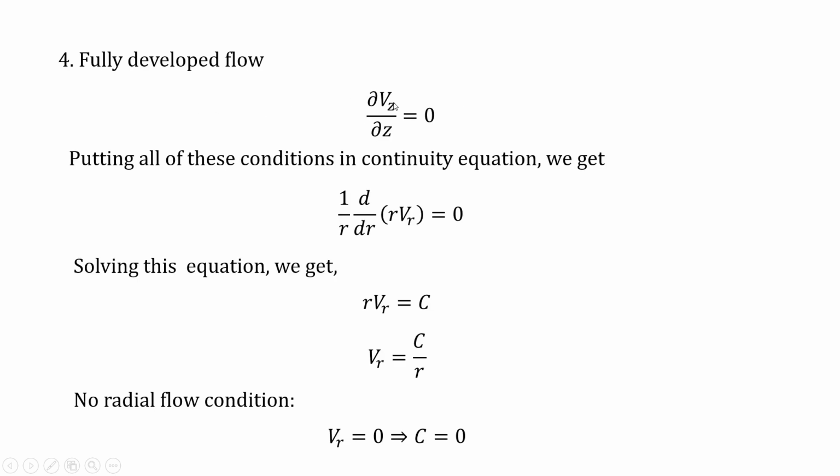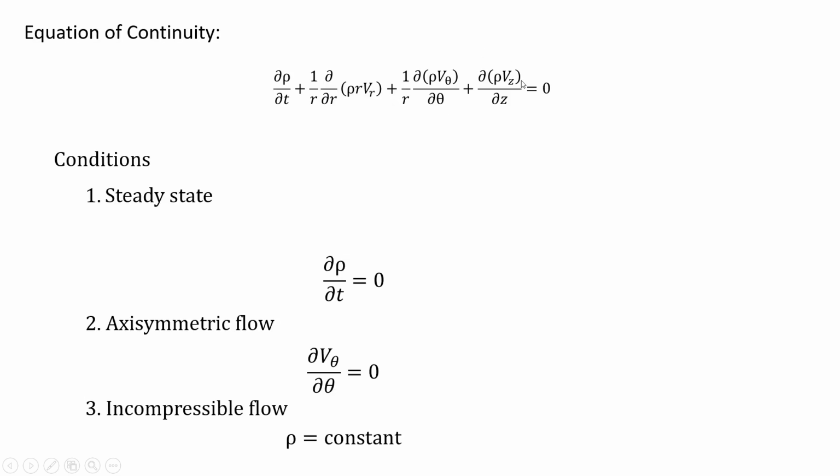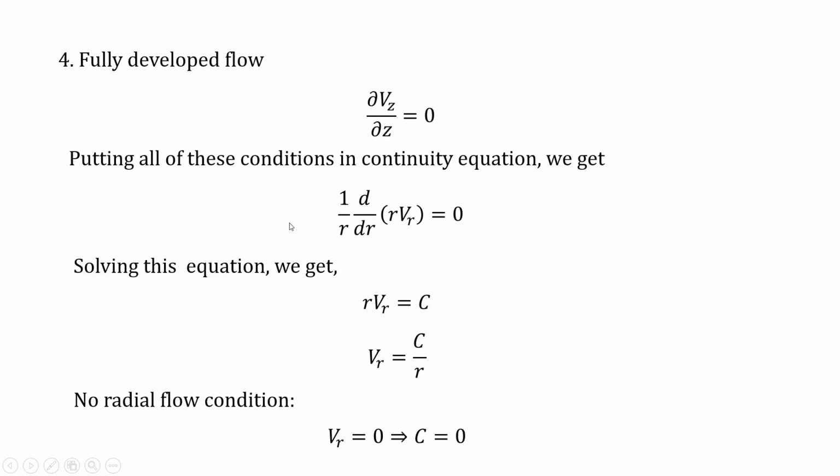Now we have a fully developed flow, so dvz by dz will also become 0, and as rho is constant, this whole term will be 0. So now technically this term and this term are 0. So our equation becomes 1 by r d by dr (r vr) is equal to 0. Now integrating this equation, we get Vr is equal to C by r.